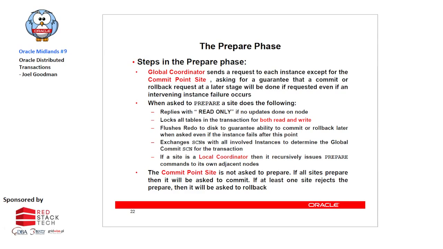It locks all tables in the transaction for both read and write, so no one can query them, no one can update them. It flushes redo to the disk, and exchanges SCNs with other instances to determine who has the highest SCN. That becomes the global commit SCN for the distributed transaction. And then, of course, if you have a local coordinator, because you have a daisy chain or a star, or a snowflake, pardon me, then it recursively issues prepare to its own adjacent nodes. And everyone does that except for the commit point site, and finally that's the one that's asked to commit. If it commits, we then send commits to everyone else. If it rolls back, we send rollbacks to everyone else. At the end of all that, we send a forget, and we can unlock the tables.